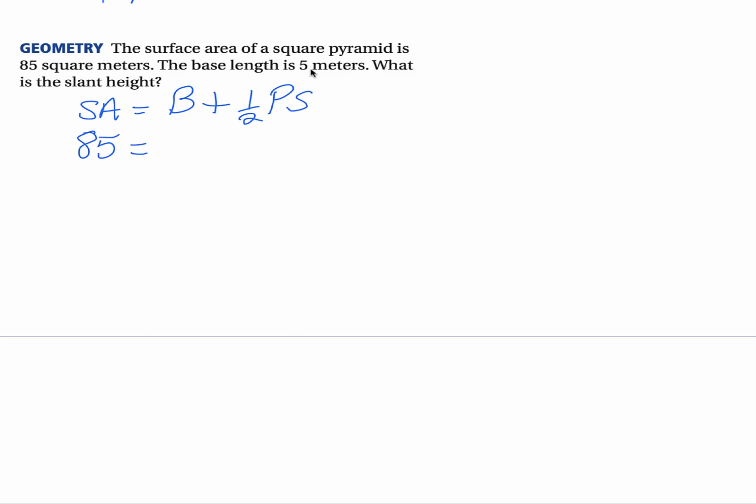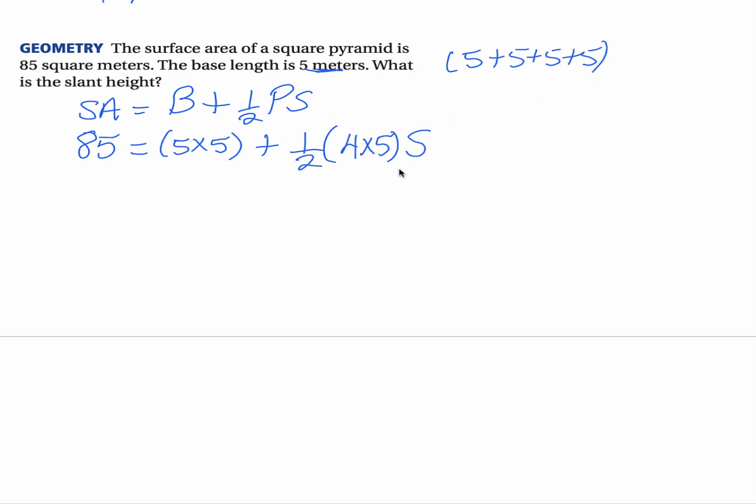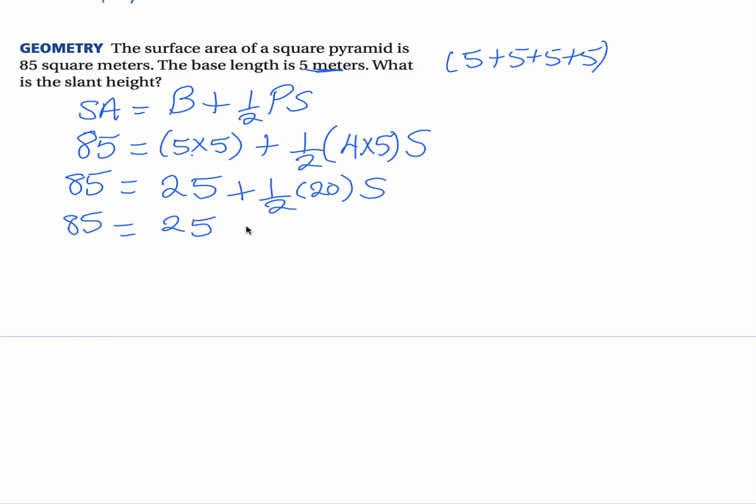Now because they told us the base length is 5, we can find the area. That's 5 times 5 plus a half. We can find the perimeter because that is a square, so it has 4 sides. So we can do 4 times 5 instead of writing 5 plus 5 plus 5 plus 5. And then we don't know what the slanted height is, so we'll call that S. So we have 85 equals 5 times 5 is 25 plus a half of 4 times 5, which is 20S. Since these numbers are really nice, we can keep going without a calculator. So I have 25 plus half of 20 is 10. So this is 10S.